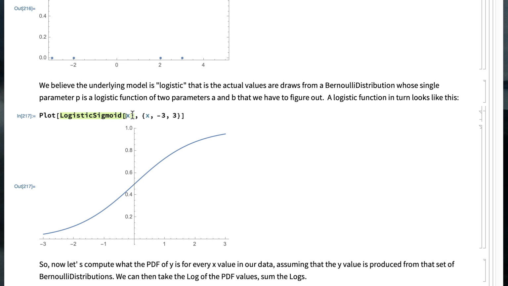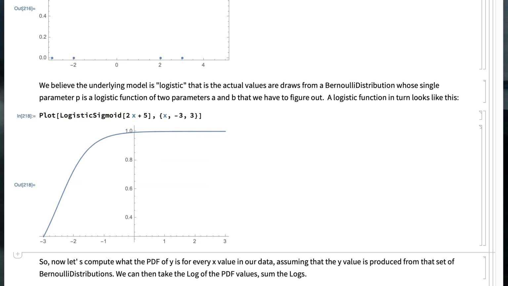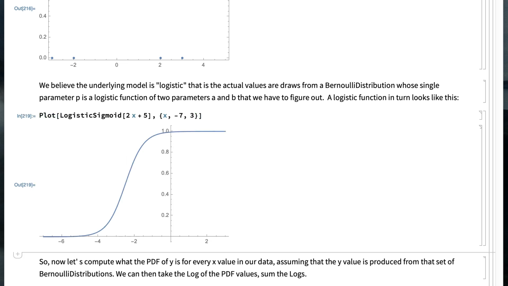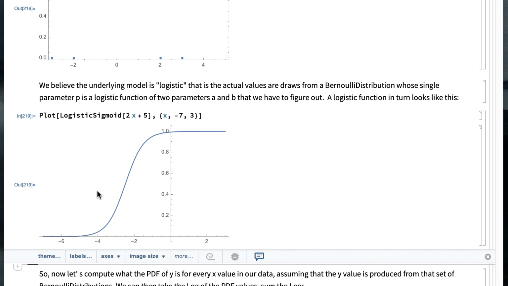I could look at what 2x plus 5 looks like. And you can see here, in order to see it fully, I better go back to -7 or something. You can see that it's kind of shifted to the left. So what we're trying to really guess is we think this is coming out of a Bernoulli distribution where the parameter is a function of x, but it's also a function of two things we're trying to optimize, A and B.